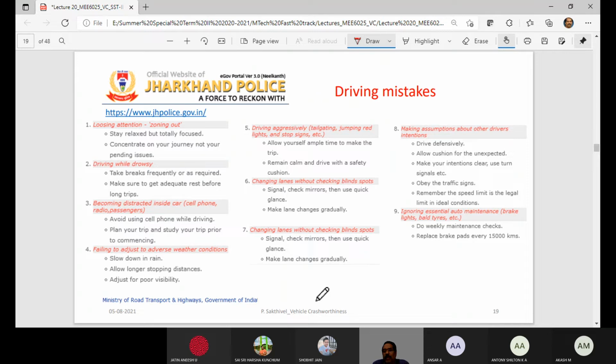So when you buy a car, you are given a service manual with a chart that tells you when you have to go for regular maintenance of your vehicle. That is mandatory, and if you do not do it, it would cost a lot. Brakes, lights, and tires all have to be checked, and their replacement periods are advised in the service book, and we're supposed to follow that. These are common mistakes during driving that have to be understood carefully.